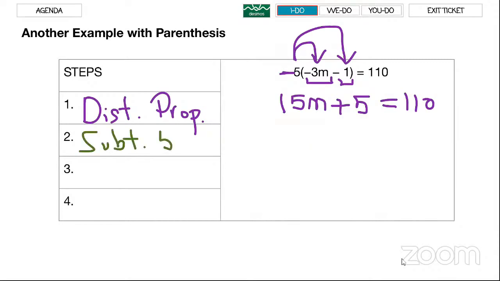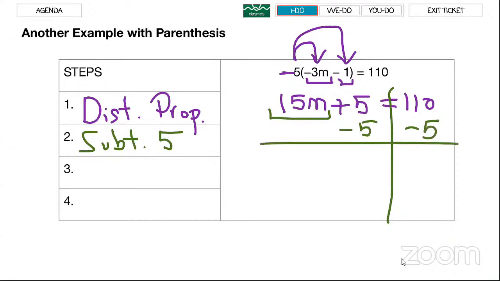Step number 2, subtract 5. Do you know why? Because I need to isolate the variable term, which is 15m, on both sides. It's because the 5 is added to the variable term. If you do that, let's simplify. These positive 5 and negative 5 cancel out. Bring down the variable term. It's 15m, and that is equal to 110 minus 5. It's 105. Okay.